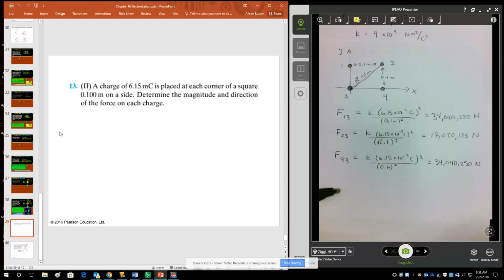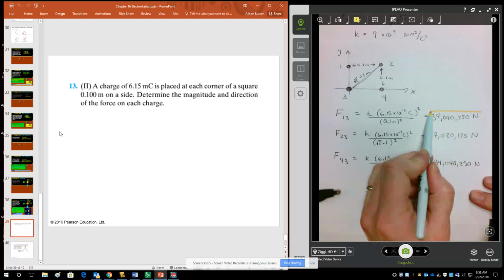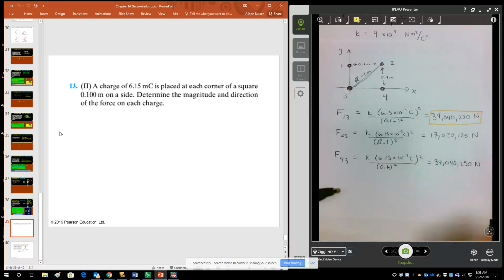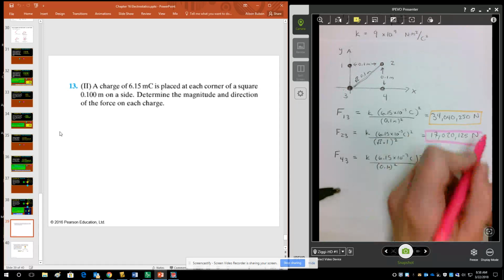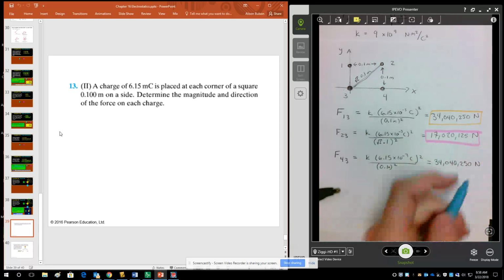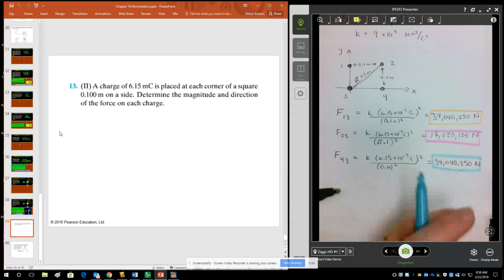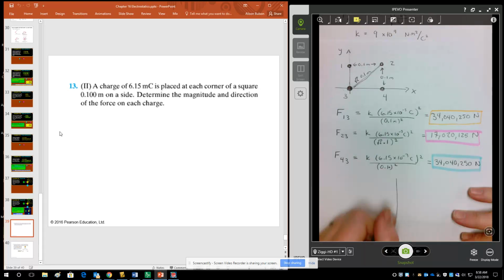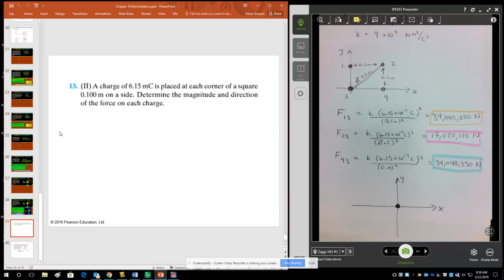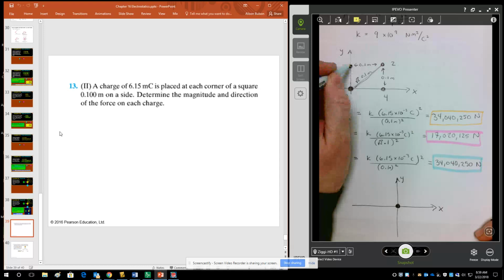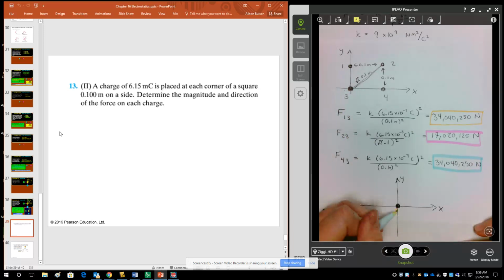All right, and so now let's get some color coding because we've got to deal with the directions. So we have yellow F13, we have pink F23, we have blue F43. We want to add these forces, but we have to deal with their vector nature. So here's my origin again. Here's the y-axis, here's the x-axis, and here's particle 3, because all 3 of these forces are acting on particle 3.